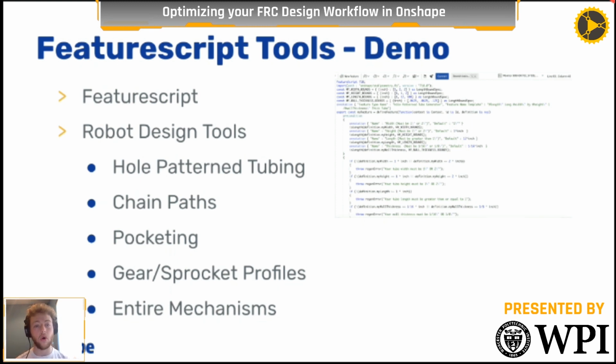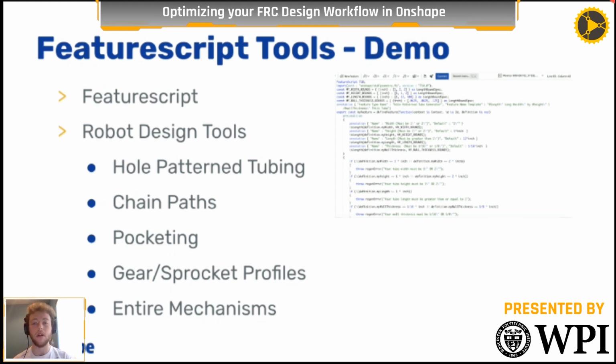Those features include hole pattern tubing, chain paths, pocketing, gear and sprocket profiles. There are even features that exist to create entire mechanisms. It's a really incredible space where folks have simplified entire design processes and kind of automated things that they tend to do over and over again.